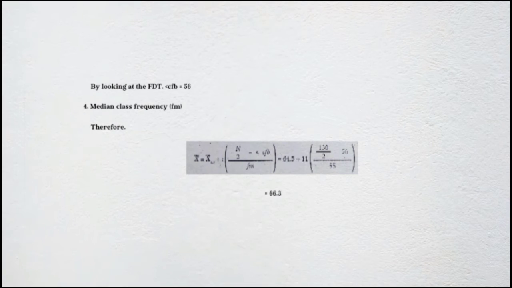Therefore, applying the formula, median is equal to the lower class boundary of the median class plus i multiplied by the quantity of n over 2 minus the less than cumulative frequency before the median class, all over the median class frequency. So substitute: 64.5 plus 11 times the quantity of 130 over 2 minus 56, all over 55, and we have is equal to 66.3.